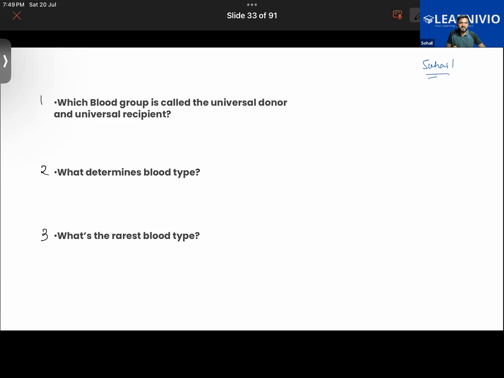Second question, are you getting what I'm trying to say? I'm saying, what determines the blood type, meaning whether a blood group is A, B, AB, or O. So how do you determine it? Okay, you have learned about that. On the basis of the type of antigen present on the red blood cell, it will be determined.